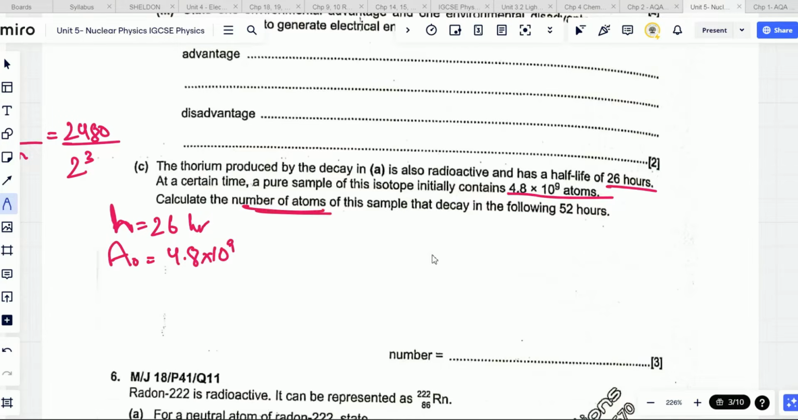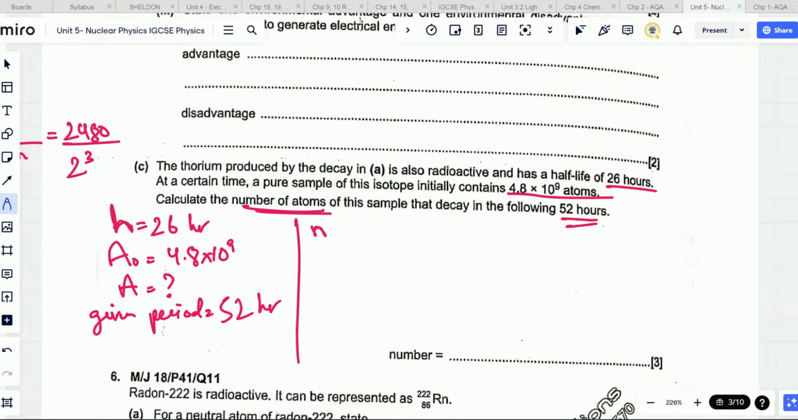Calculate the number of atoms. That means we have to find A, right? Of the sample that decay in the following 52 hours. That means this is the given period, right? Given period is how much? 52 hours. So what do I need to find first? I need to find the number of half-lives, right? Again, number of half-lives equals what? Given period over half-life. So what's the given period? 52. What's the half-life? 26. Let me know the number of half-lives. 2. Okay, the number of half-lives is 2.